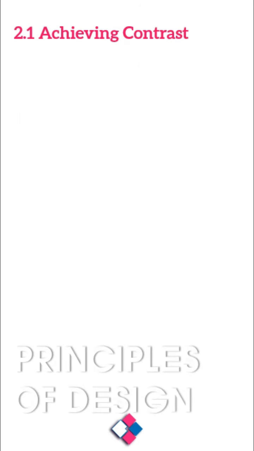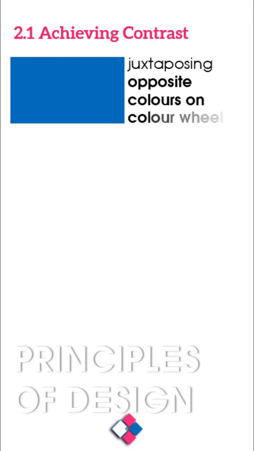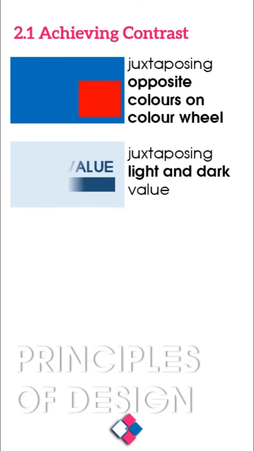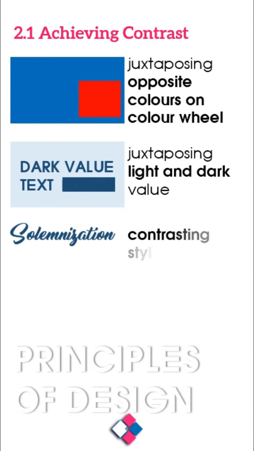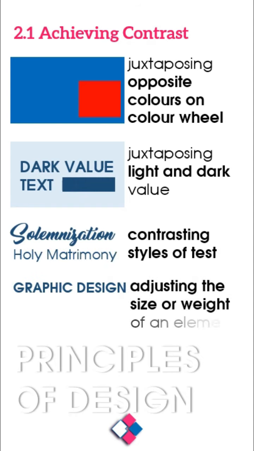Let's see how we can achieve contrast. Number 1, juxtaposing opposite colors on the color wheel. Just like you can see here, red on top of what? On top of blue. Blue and red are primary colors, and they are opposite colors. So you can see that the red comes out bold on top of the blue, because both colors are opposite on the color wheel.